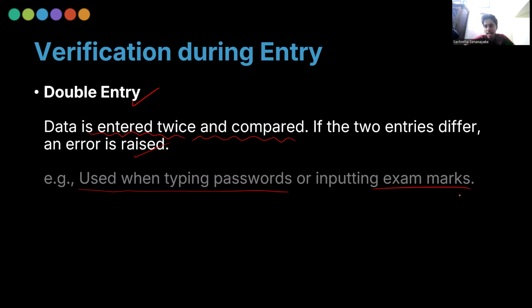And also, there are some systems where, when examiners or teachers have to input student exam marks into the system, they expect you to enter it twice. Because again, you don't want the exam mark to be incorrect just because of data entry errors. So we enter it twice just so that we know that it is absolutely correct, right? Therefore, double entry is an example of verification, ensuring that the data is entered twice and compared, and if the two entries differ, the error is raised.